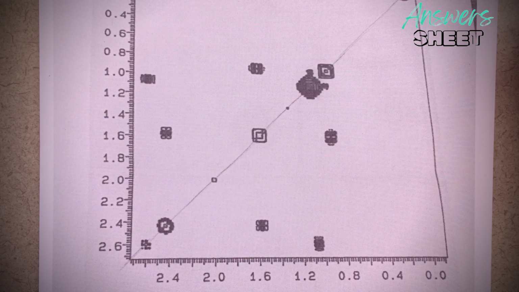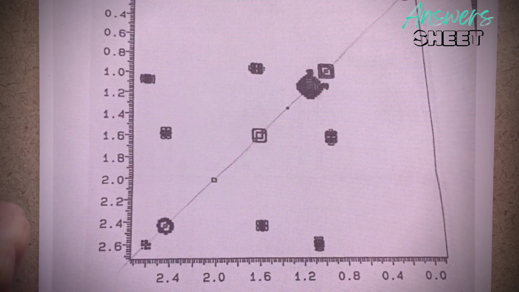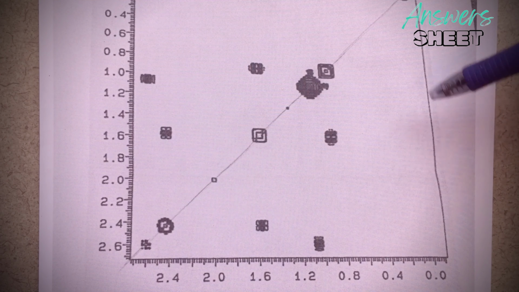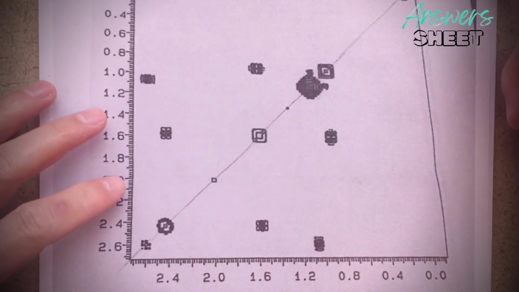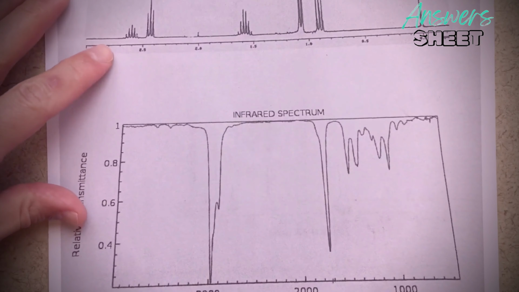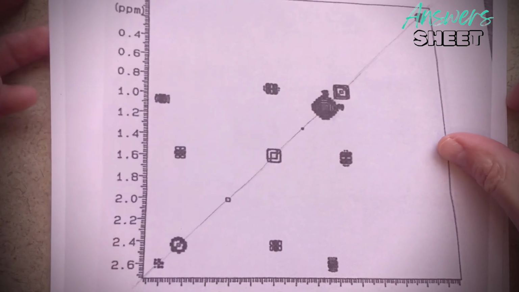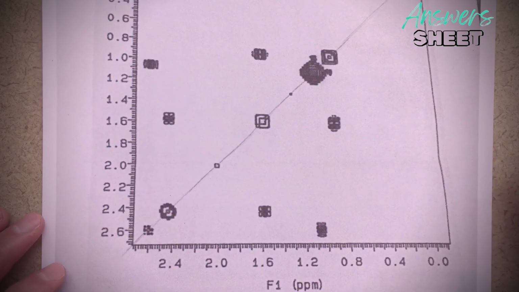Thank you, Sarah. And in this video, we're going to talk about two-dimensional proton-proton COSY NMR correlation spectroscopy, and that's really cool. This is a great little problem. We've got a COSY NMR here, which we'll talk about. We've also got a normal proton NMR and an IR spectrum, and with all of this information we are supposed to come up with a plausible chemical structure. So that is what we are going to do, and let's go ahead and get started.